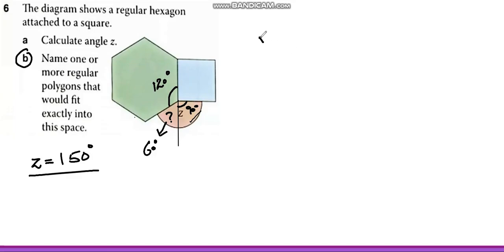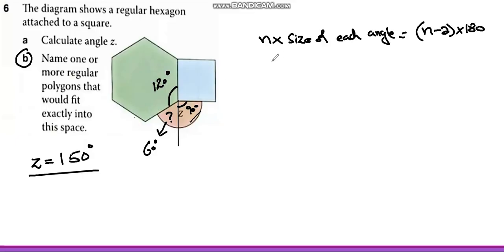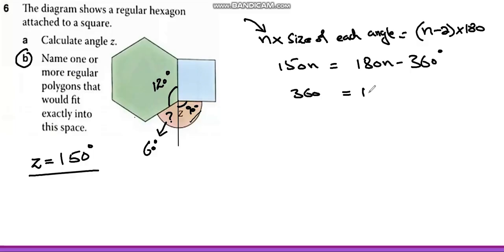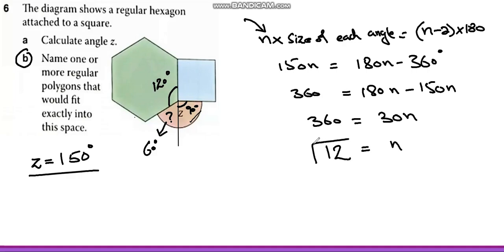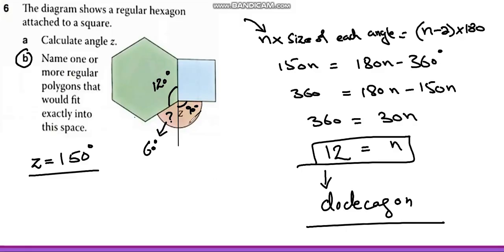So we can write the formula that n times the size of each interior angle can be found as (n minus 2) times 180. We know that the size of each angle should be 150 degrees, and we are looking for the number of sides, so it should be 150n equals 180n minus 360 degrees. Let's bring constants on the left side and variables on the right side. If we subtract, we get 30n, and if we divide both sides by 30, we get the number of sides as 12. It means a 12-sided polygon can be fit in this scenario. The 12-sided shape is also called a dodecagon. So this shape can be fit into this space.